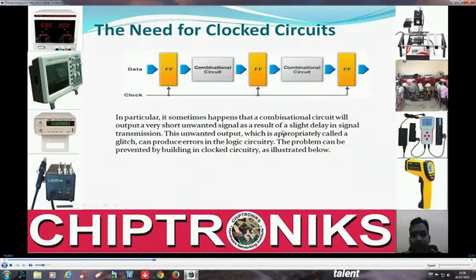So why do we require a clock circuit? We require a clock circuit because sometimes a combinational circuit will output certain unwanted signals as a result of delay in signal transmission.